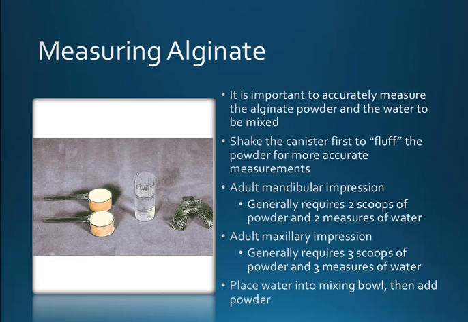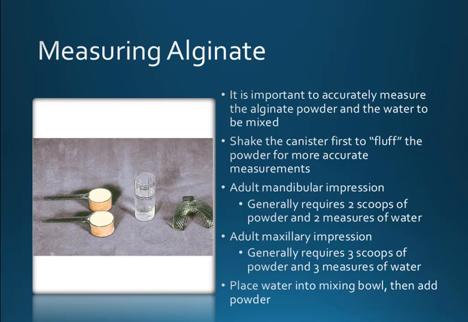So it's important to accurately measure the alginate material. Now let's talk about measuring the alginate, because this is equally as important as far as achieving that quality impression. So we want to make sure we have our powder and our water measured out first. When you're going to get your powder measurement, you want to take the canister and first fluff it. That means taking it upside down, and that'll take it from a more compact state and fluff it up so that you're getting more accurate measurements.